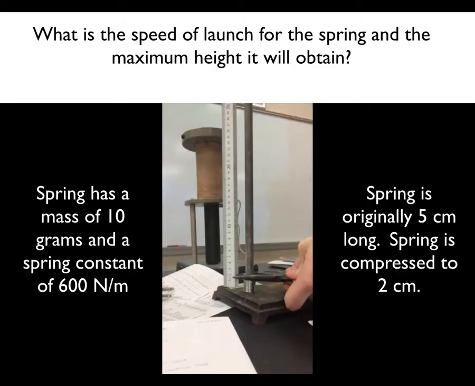Okay, try it mathematically. So what we want to do is find the speed of launch and the maximum height this spring will obtain. You might want to pause it at this moment and see what you can do. Okay, the spring has a mass of 10 grams, a spring constant of 600 newtons per meter. The spring was originally 5 centimeters long, but we compressed it to 2. So find the elastic energy stored in the spring, and then use that to find the launch speed, and then use it again to find maximum height.